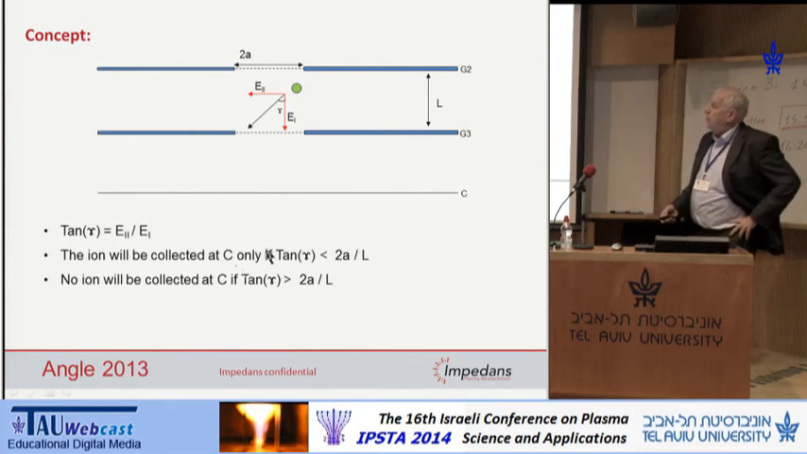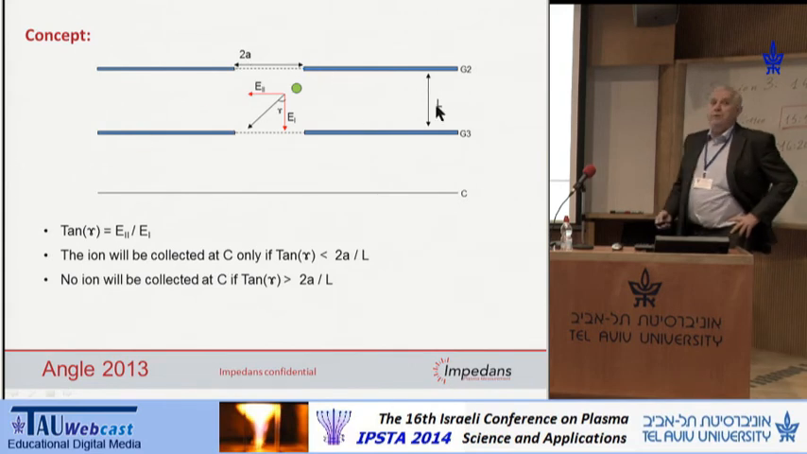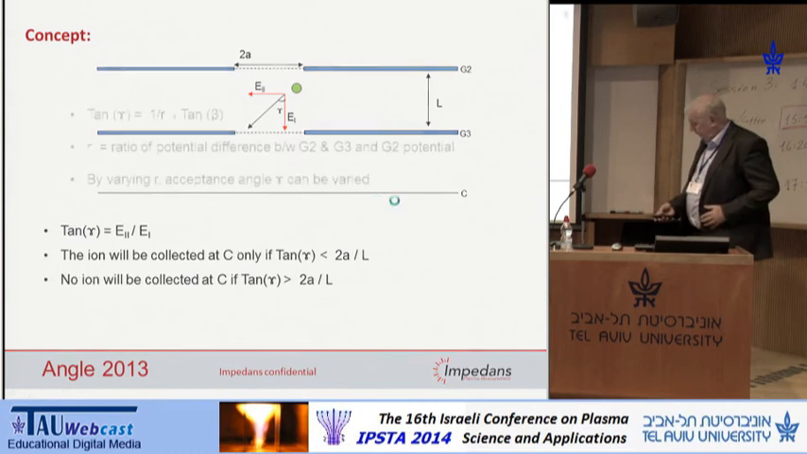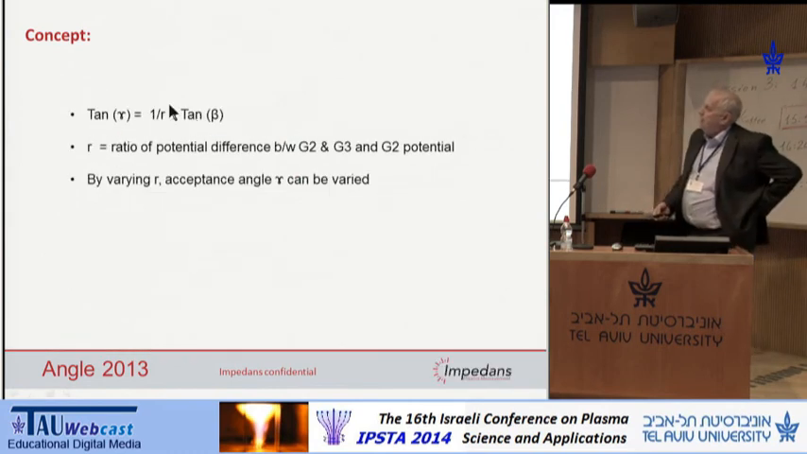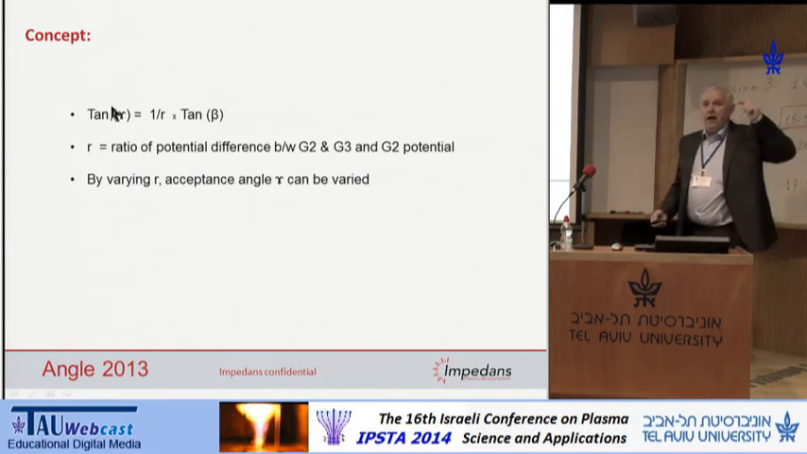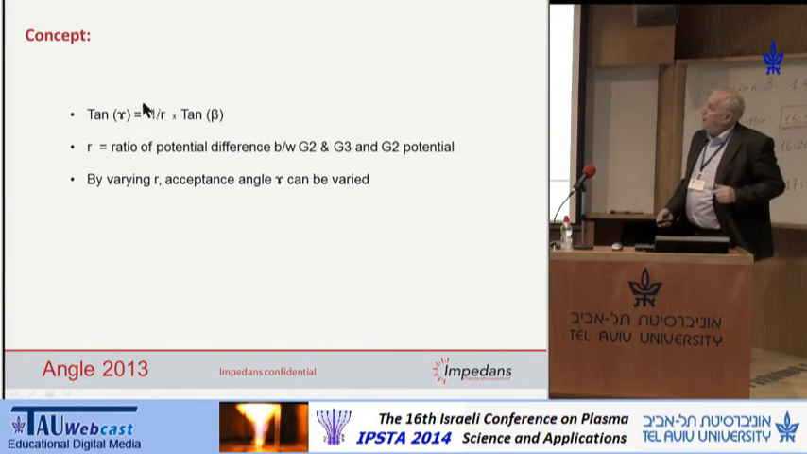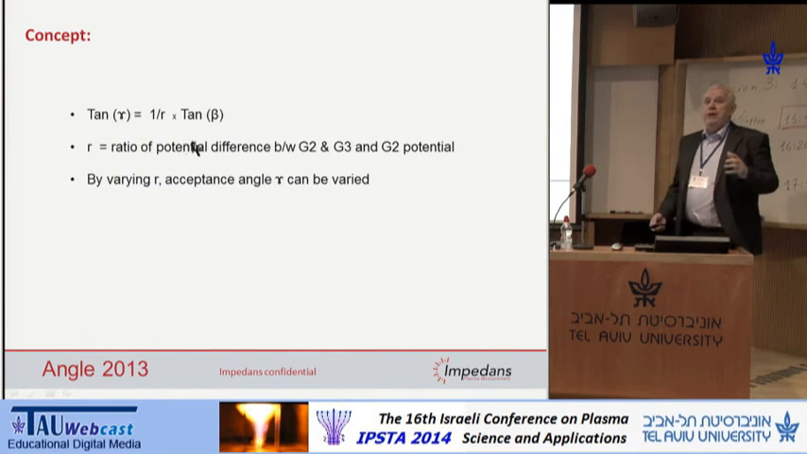The ion will reach the collector only if tan alpha is less than 2a over L, where a is the radius of the aperture and L is the distance between the two apertures. That's simple geometry. And tan alpha is equal to tan beta, where beta is the angle entering the sensor, multiplied by 1 over r, where r is the ratio between the retarding potential and the angle potential.